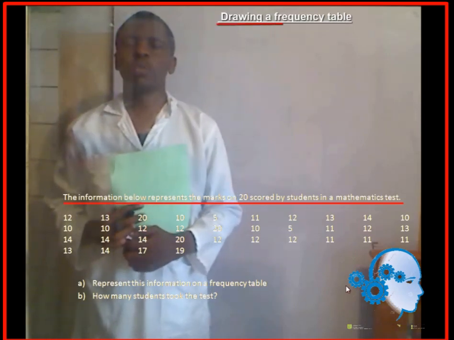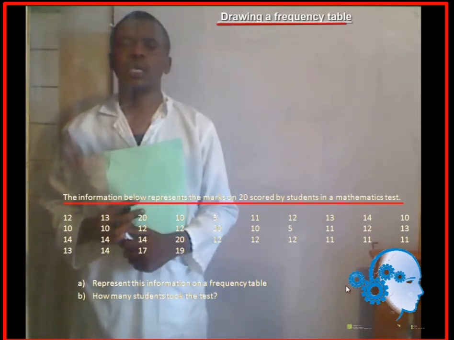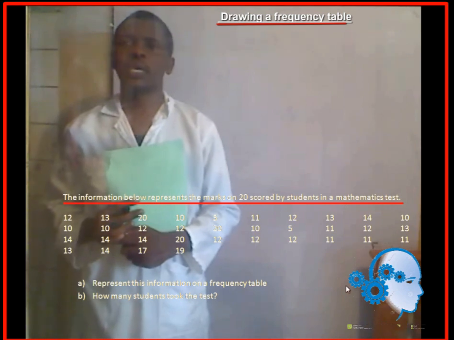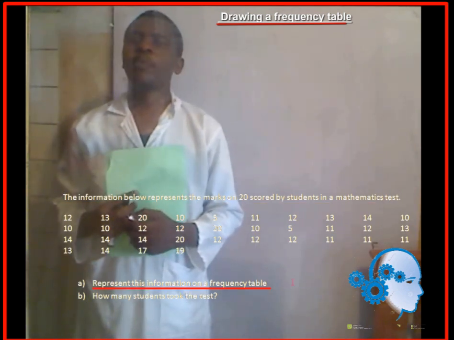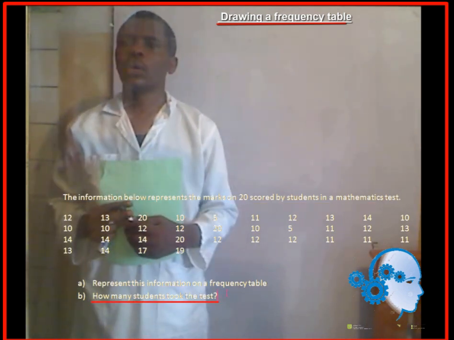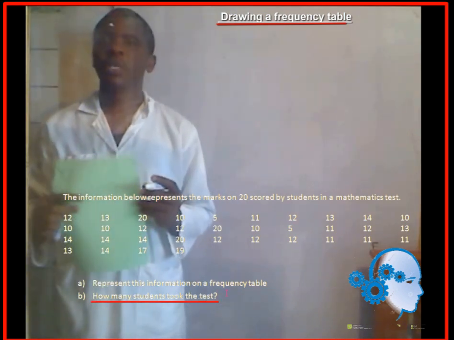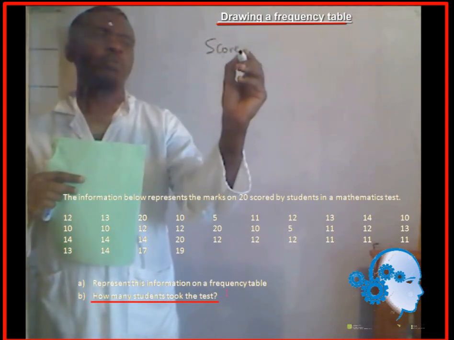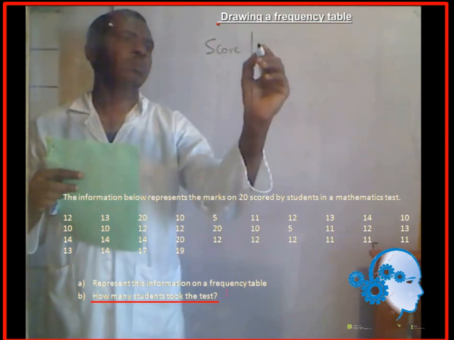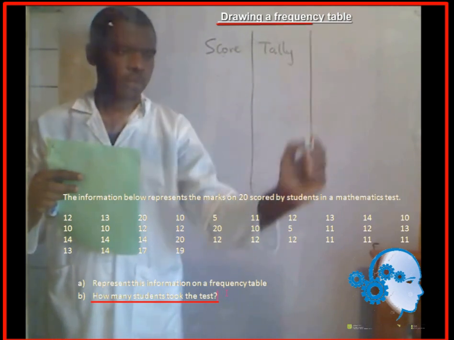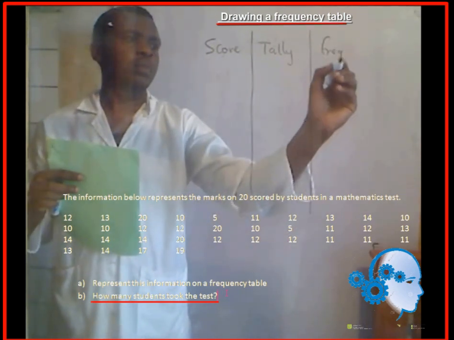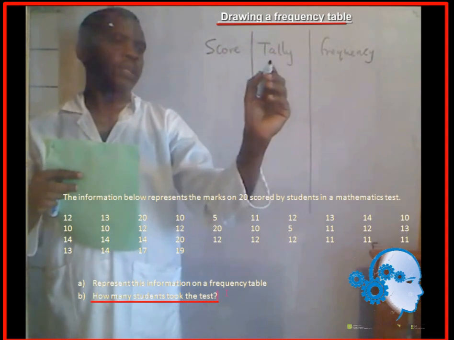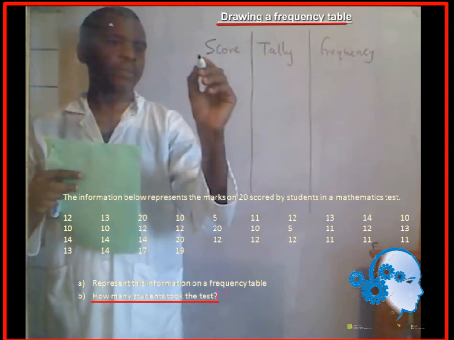The information below represents marks out of 20 scored by students in a mathematics test. Represent this information on a frequency table. How many students took the test? So we'll start here by drawing a table of score, tally and frequency.